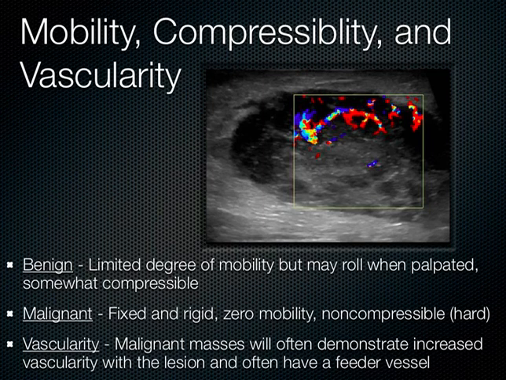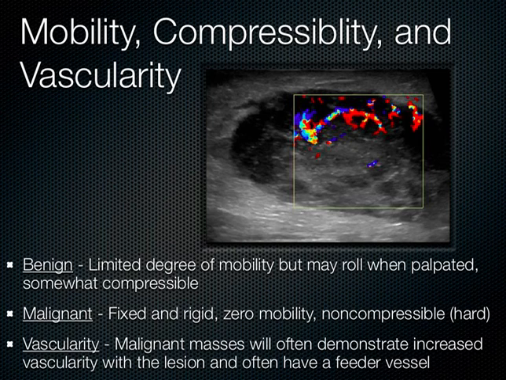There are other issues too, like mobility, compressibility, and vascularity. Benign lesions have a limited degree of mobility, but they can actually roll when you palpate them, and they're somewhat compressible. Whereas malignant lesions are fixed, rigid, and they don't move at all. They're non-compressible, they're hard. So that's another way to distinguish these.